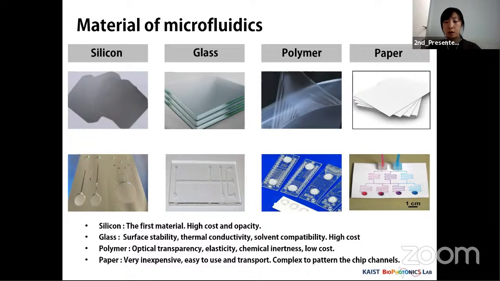However, glass has the disadvantage of high cost. So the commercially available material is polymer. Also, the material that has been drawing attention recently is paper. Paper has the advantage of being very good in terms of cost, using and transport, and compatible with biological samples.